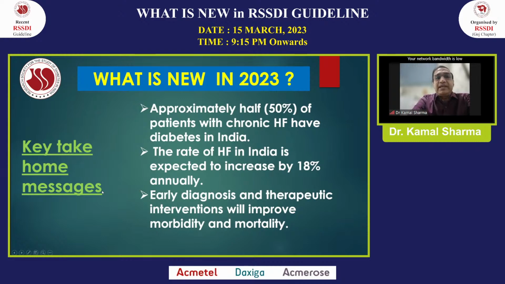So the key take-home messages are that approximately half the patients with chronic heart failure in India have diabetes, and the rate of heart failure in India is expected to increase by 18% annually. And hence, it's important that in such a chronic disease, just like diabetes, you need early diagnosis and therapeutic intervention to improve morbidity as well as mortality, because most of the patients who have diabetes are ultimately going to die of CV outcomes, which includes heart failure as one of the important modalities by which the patient suffers and dies.